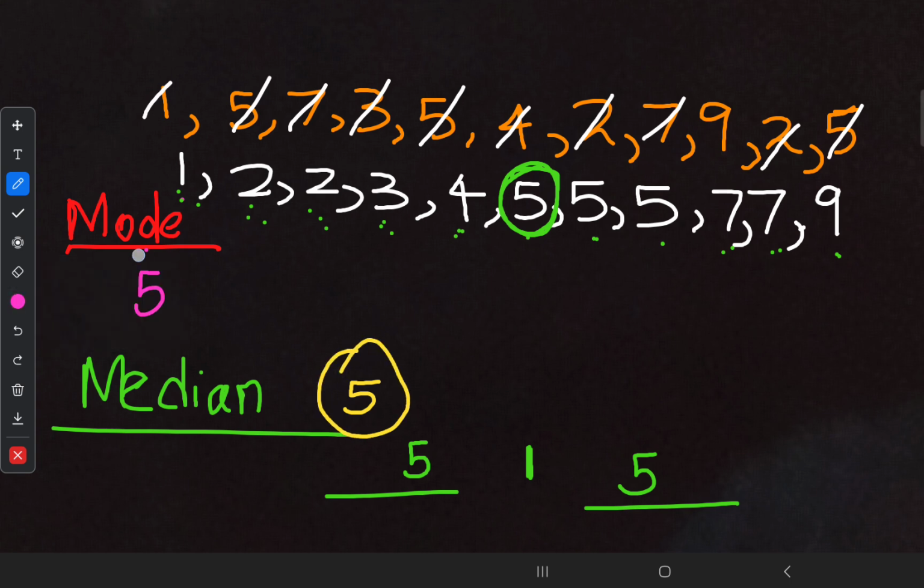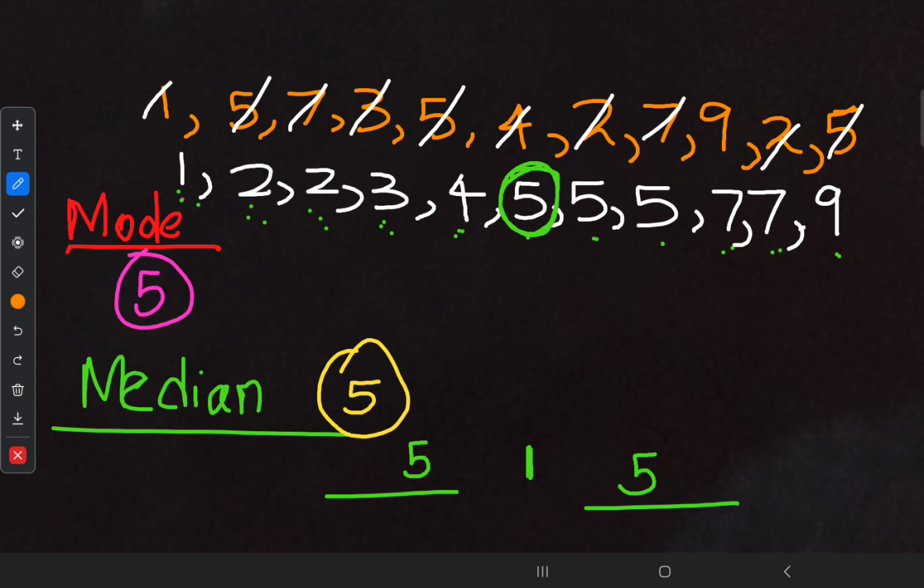Already we found the mode is 5 here. Then we found the median also as 5. The median means the center datum in a data set. When we split this into 3 portions, the middle one should be our median. This is the easiest explanation to find your median.